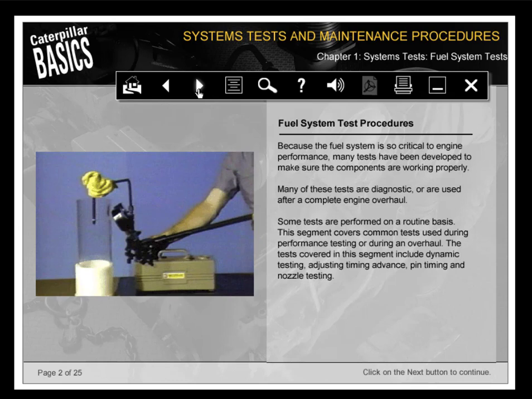Because the fuel system is so critical to engine performance, many tests have been developed to make sure the components are working properly. Many of these tests are diagnostic or are used after a complete engine overhaul. Some tests are performed on a routine basis. This segment covers common tests used during performance testing or during an overhaul. The tests covered in this segment include dynamic testing, adjusting timing advance, pin timing, and nozzle testing.